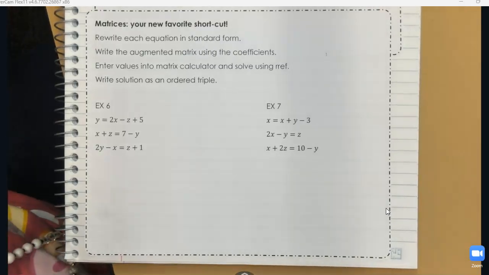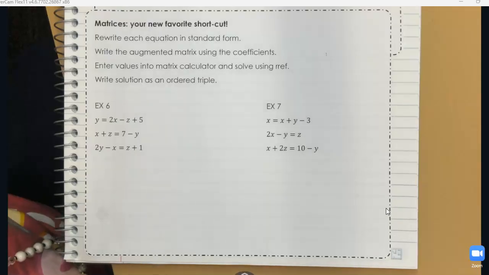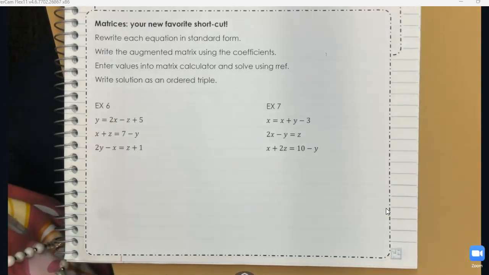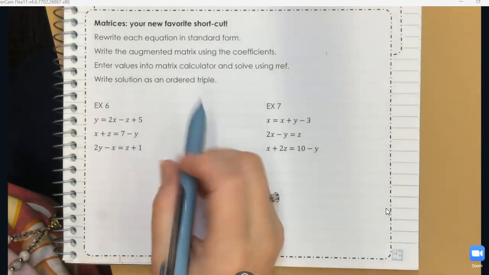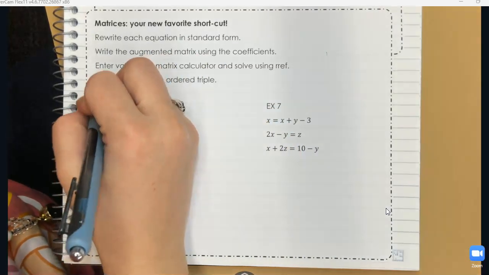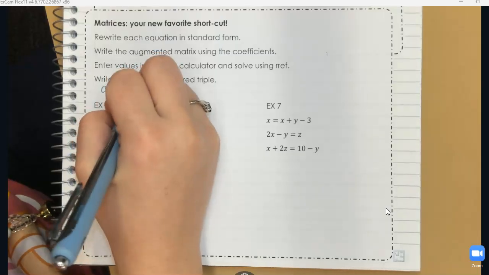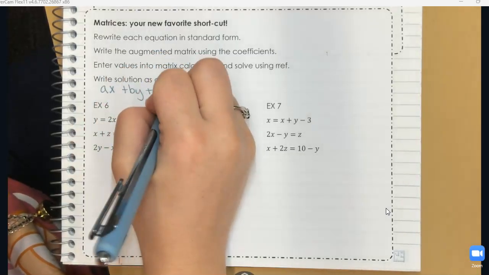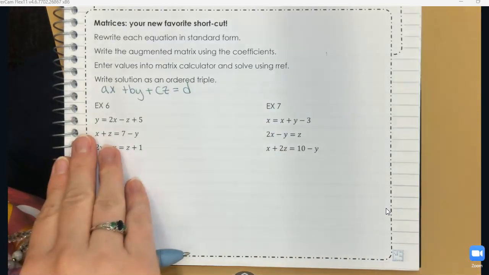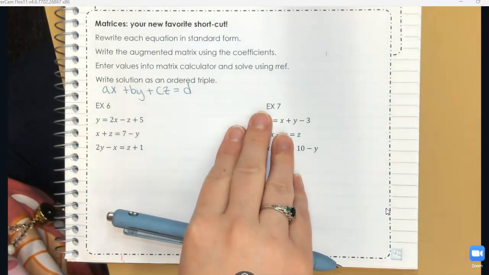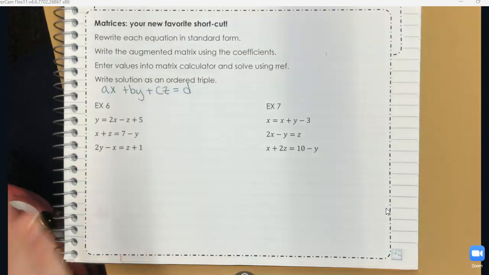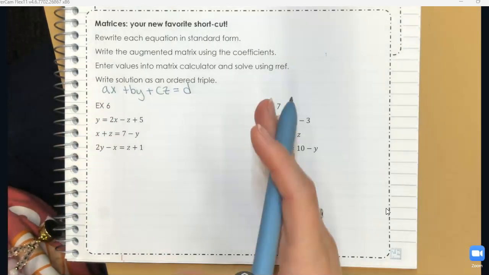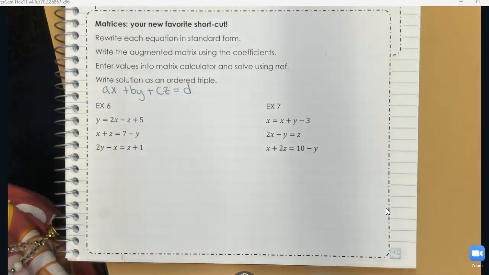So a matrix, first you need all of your equations in standard form. And then we are just going to pull the coefficients and let the calculator do the hard work for us from there. Now, standard form means ax plus by plus cz equals d. All of your variables are on one side and your constant is on the other. And then we need to make sure our x is always first, y is second, and z is third so that our matrix solves correctly.